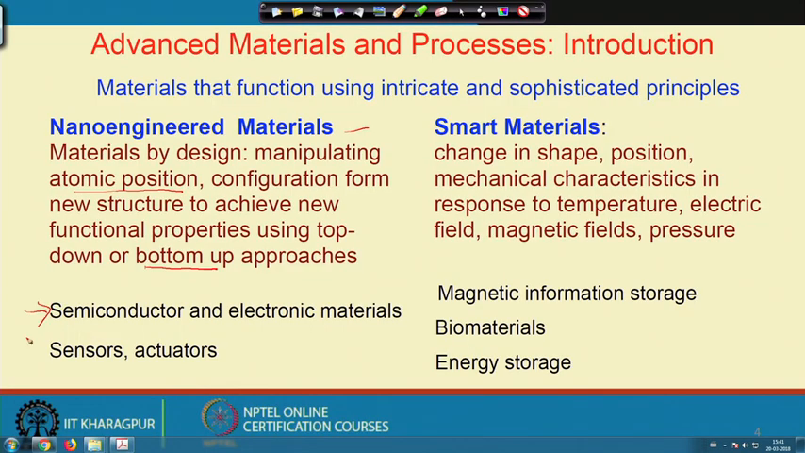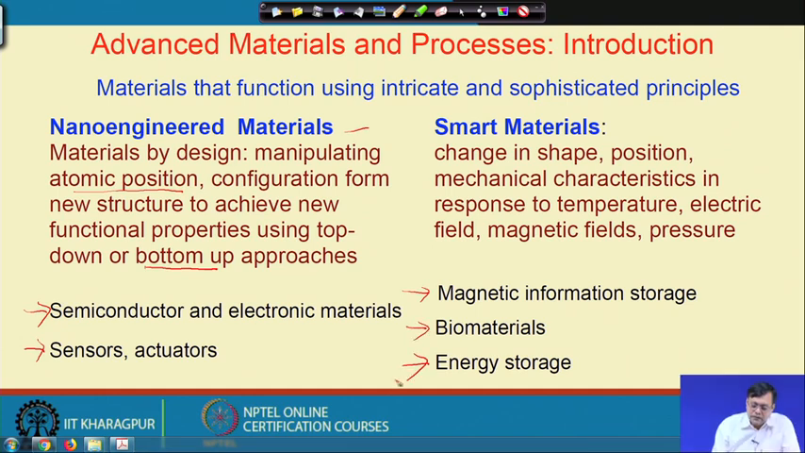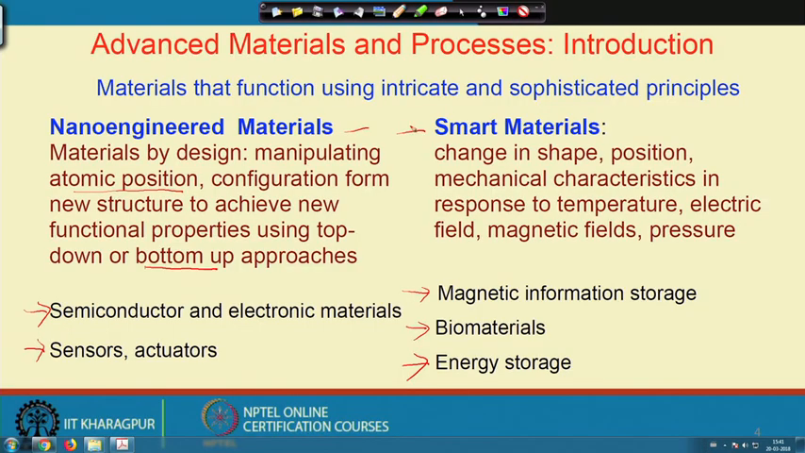However, there are many materials, for example semiconductor electronic materials, sensors and actuators, magnetic information storage, biomaterials, energy storage and so on. So, there are so many materials that keep on being developed day by day by dedicated researchers. All these are under the category of advanced material. One also important thing here is smart materials.